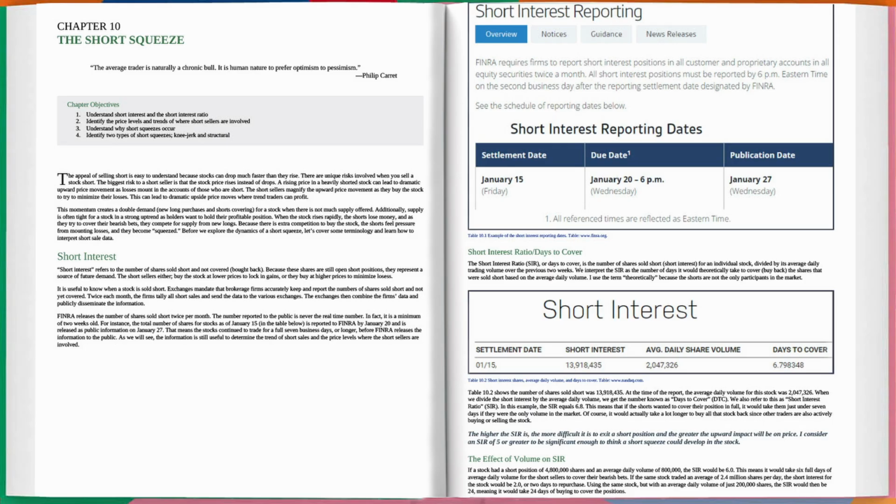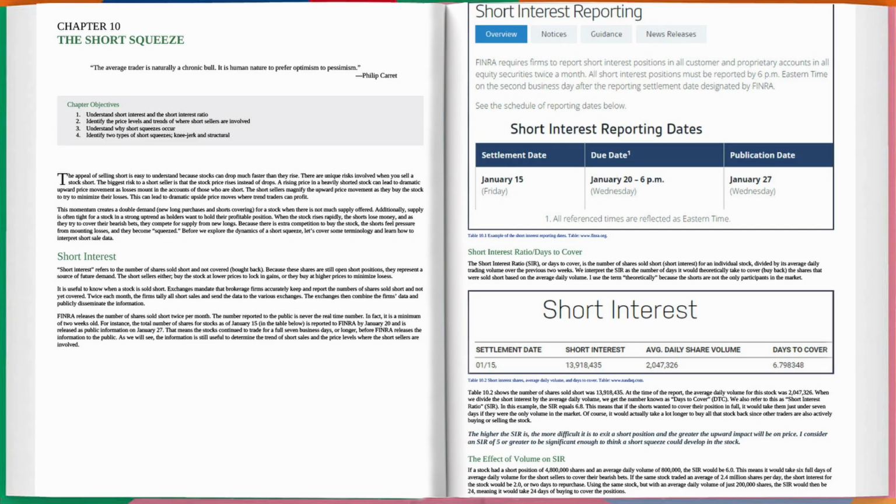Exchanges mandate that brokerage firms accurately keep and report the numbers of shares sold short and not yet covered. Twice each month, the firms tally all short sales and send the data to the various exchanges. Exchanges then combine the firm's data and publicly disseminate the information. FINRA releases the number of shares sold short twice per month. The number reported to the public is never the real-time number. In fact, it is a minimum of 2 weeks old.